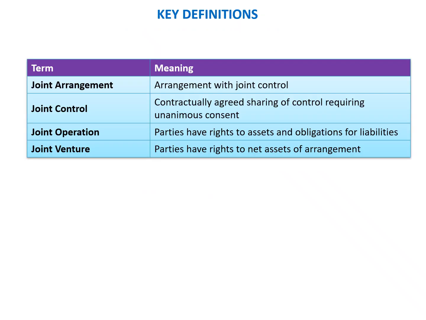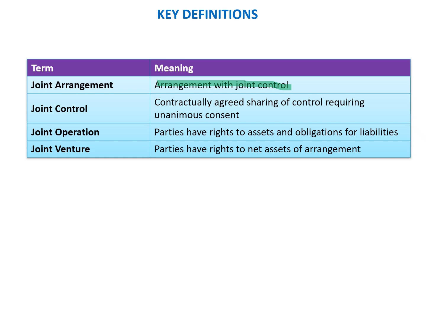Okay, now we'll talk about the key definitions. So when we talk about the key definitions, there are four key definitions that need to be understood while we define and elaborate on Ind AS 111. So first is the joint arrangement. So basically an arrangement which has the joint control. So any arrangement which has the joint control is treated as a joint arrangement.